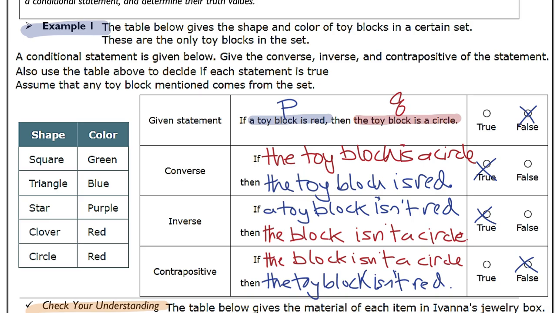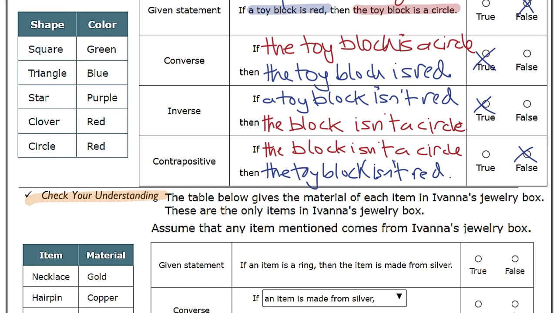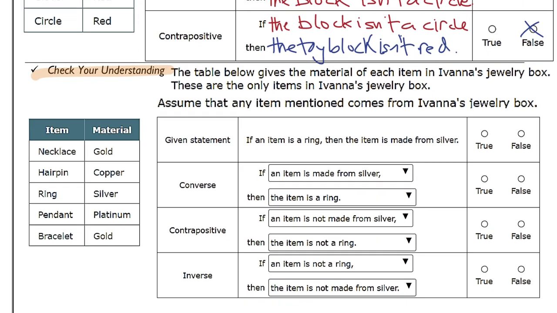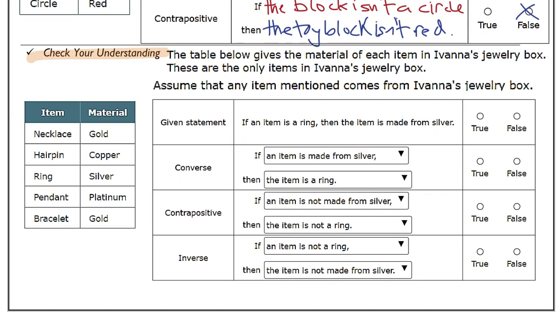Let's go ahead and try one yourself. On Alex, you have to do a drop down, and I have the answers already dropped in for you. Just a reminder of how this looks, I'm going to put my P's and Q's. This is something we did yesterday, so if you don't know this, rewatch that video.